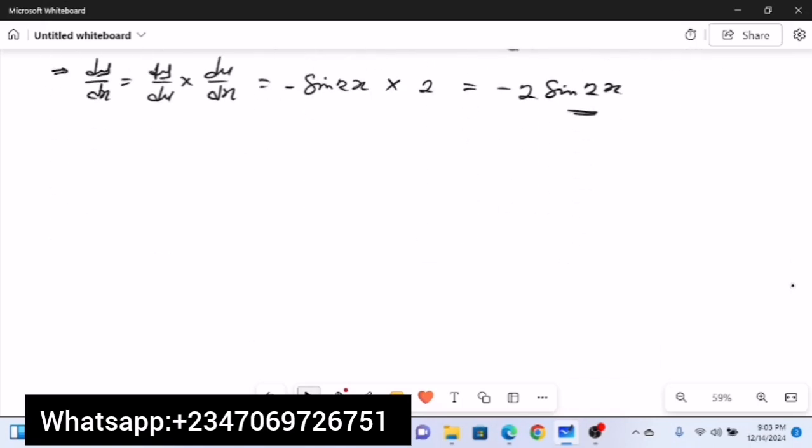Now I will show you a very short approach, or a shortcut approach, in solving questions like this. Okay, so let's do this and see once again. We are given y to be equal to cos 2x, and we need to find dy over dx.